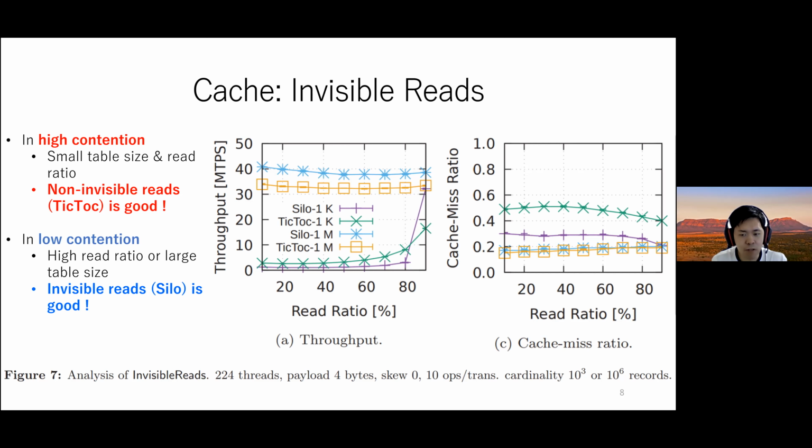We can see almost the same cache miss ratio for Silo 1M and TicToc 1M. However, Silo 1M shows higher throughput than TicToc 1M. This is because TicToc does some extra computation compared to Silo.